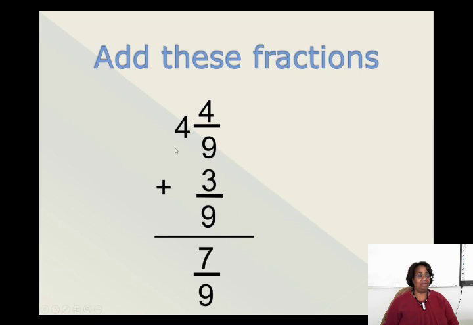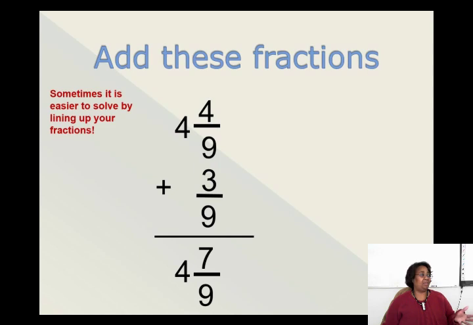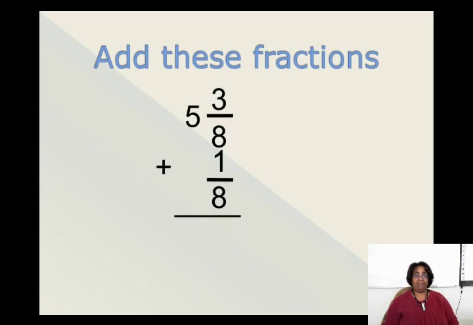And for the whole number, I also have to look and manage the whole numbers as well. I have 4, but I don't have a whole number on the second fraction, so I just bring that 4 down. It's like adding to 0. 4 plus 0 is 4. Okay? So sometimes it's just a better strategy to line them up if you're using your scratch paper, okay?